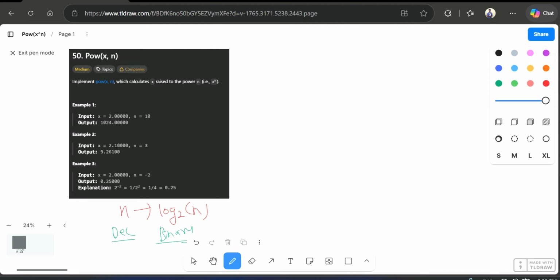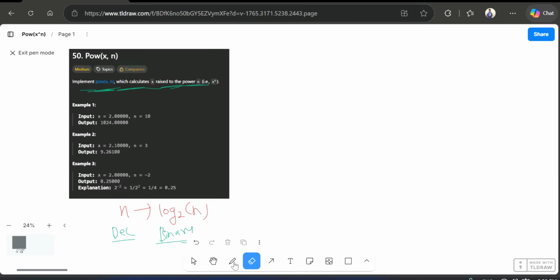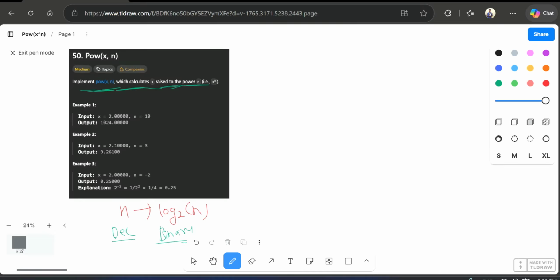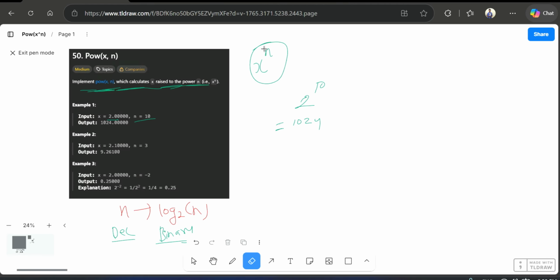Hey everyone, today let's solve this Pow(x, n) problem from LeetCode 50. The question says implement pow(x, n), which calculates x raised to the power n. Basically, you'd be given two numbers. One is going to be x and the other one is going to be n. You can simply say that you have to calculate the power of x. So in this example, 2 is given and then n is given. So 2 to the power 10 is going to be 1024. That is your answer. So how do you approach this problem?